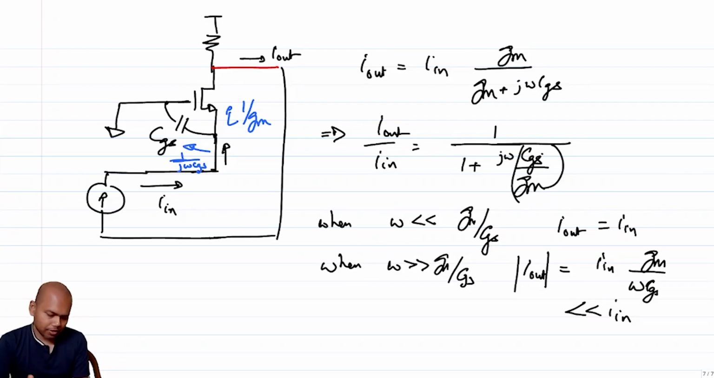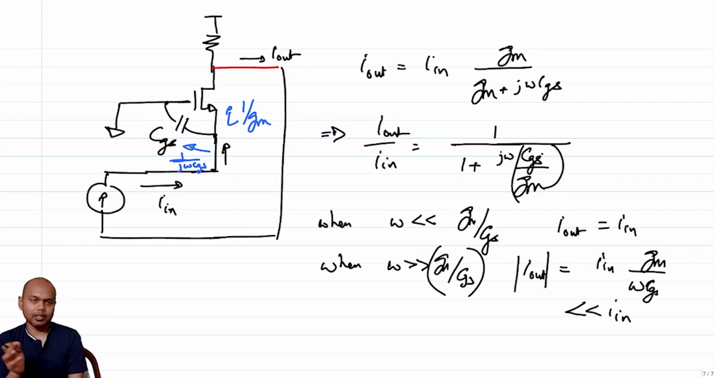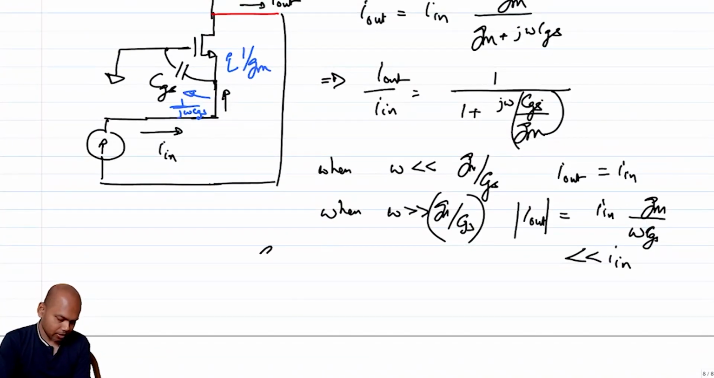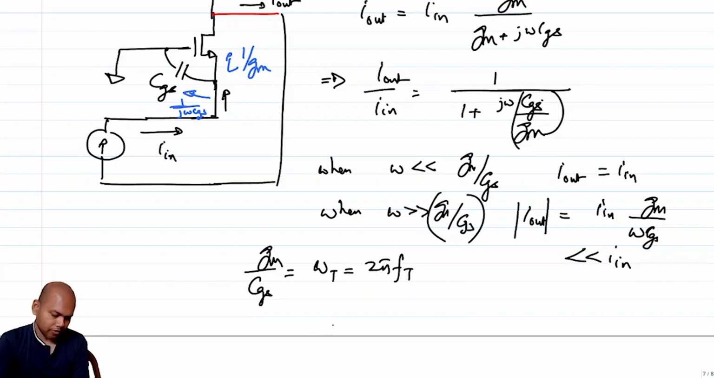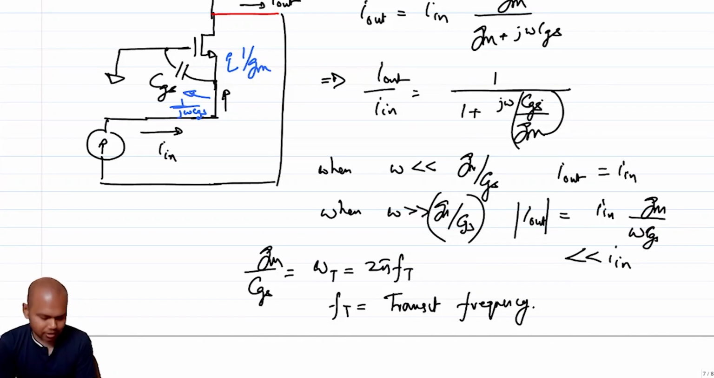Okay. Now you will see that this expression of Gm by CGS is a very common terminology that will keep coming, and it will keep coming in discussions of frequency of operation whenever you have a MOSFET associated in the discussion. And this thing, that Gm over CGS, as a name, we call it omega t or 2 pi ft, where ft is the transit frequency. Right? The nomenclature comes from BJT days. It's basically a representation of how fast the charges move from one end to the other. Faster it moves, higher the ft.